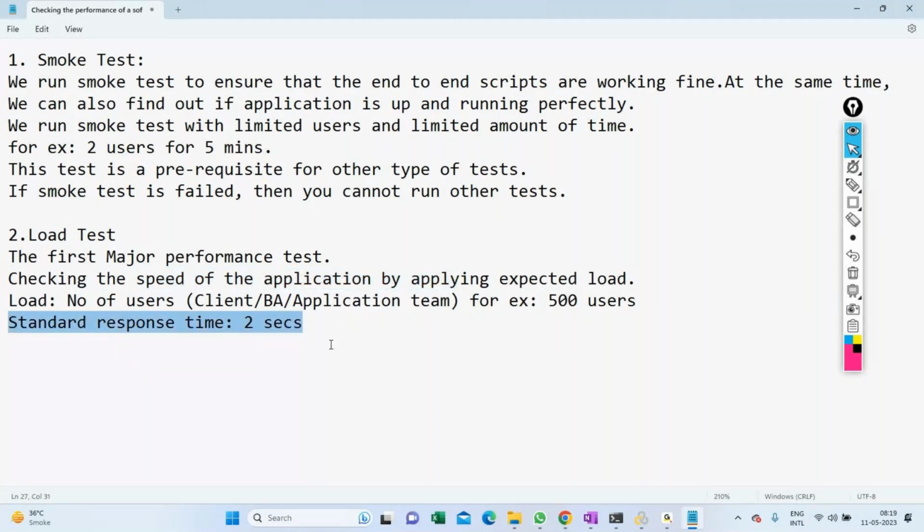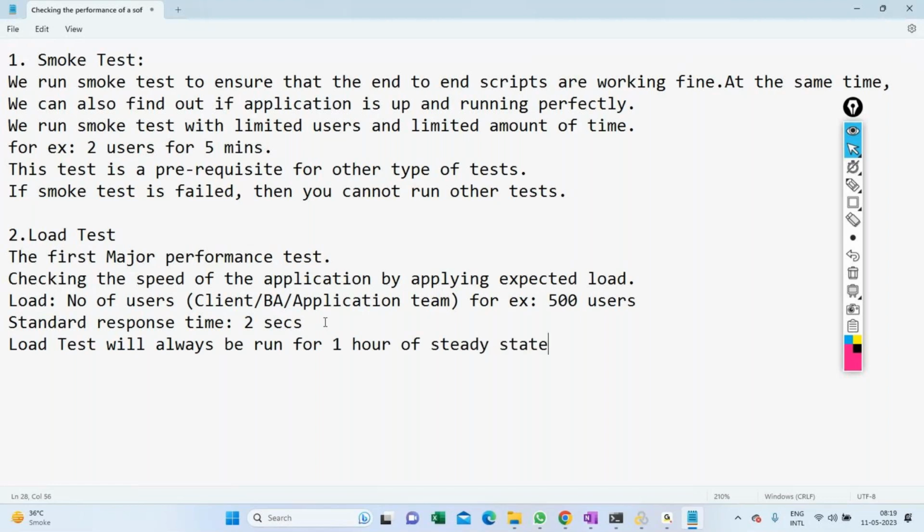Now load test will always be run for 1 hour of steady state. See, load test will run for 1 hour, guys. Any load test will run for 1 hour, excluding ramp up and ramp down. We haven't discussed the terms ramp up and ramp down, which will come at a later point of time, no worries. But just remember that load test will always be run for 1 hour of steady state.